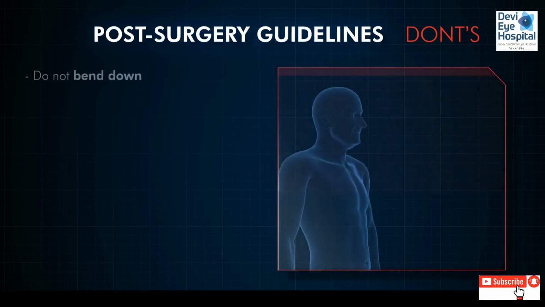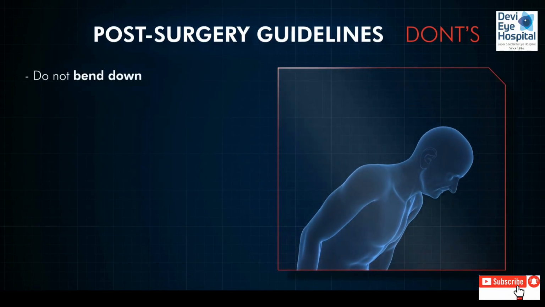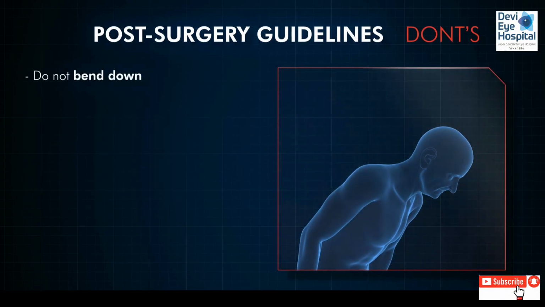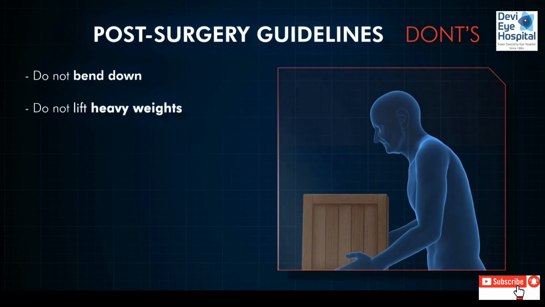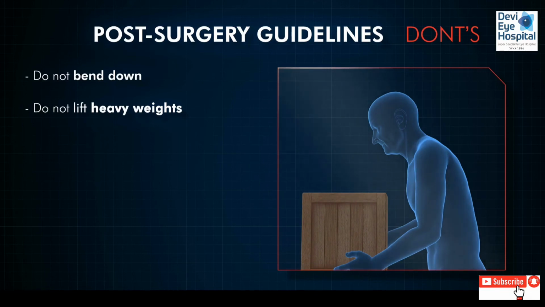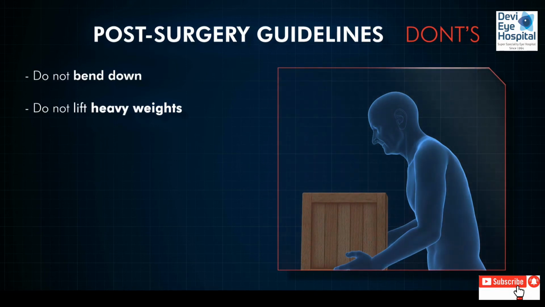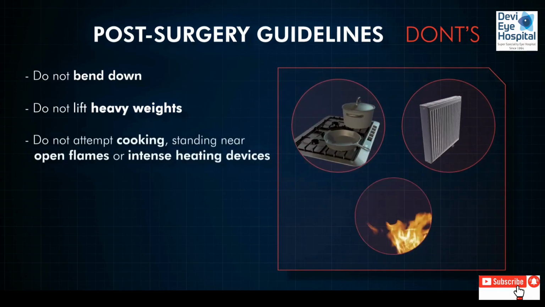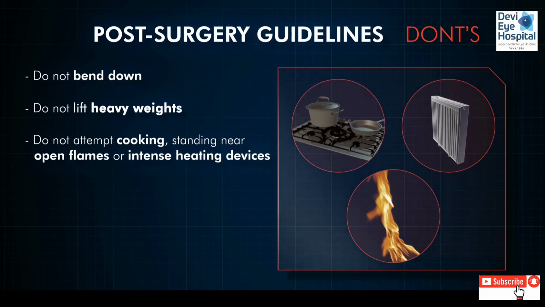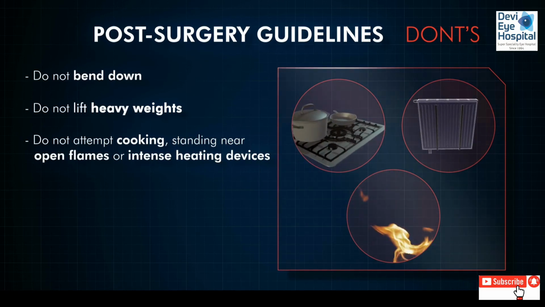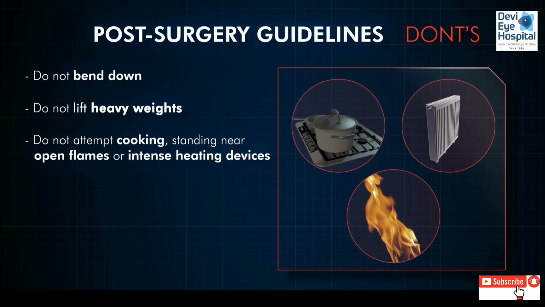Don'ts. Do not bend down for some time after the operation as it puts pressure on the eye. Do not lift heavy weights or do any strenuous physical activity for at least 3 to 4 weeks. Do not attempt cooking or standing near open flames or intense heating devices for a couple of weeks or more.